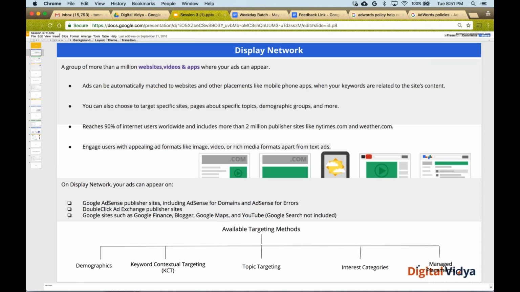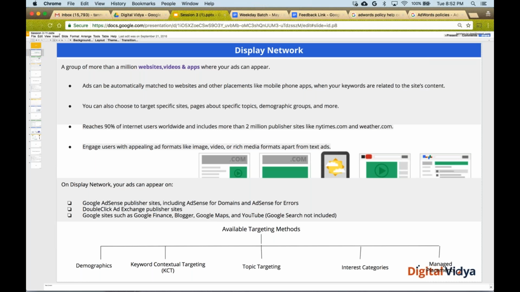Okay, so all of this forms your display network category. Now what happens here is that, with the help of AdWords, you have the option to show your ads in this network as well. Not only can you show your ads in search, you can show your ads here as well, but there is a difference in how we are doing it. Here we are looking at the content of the website, and based on that we are showing our ads.